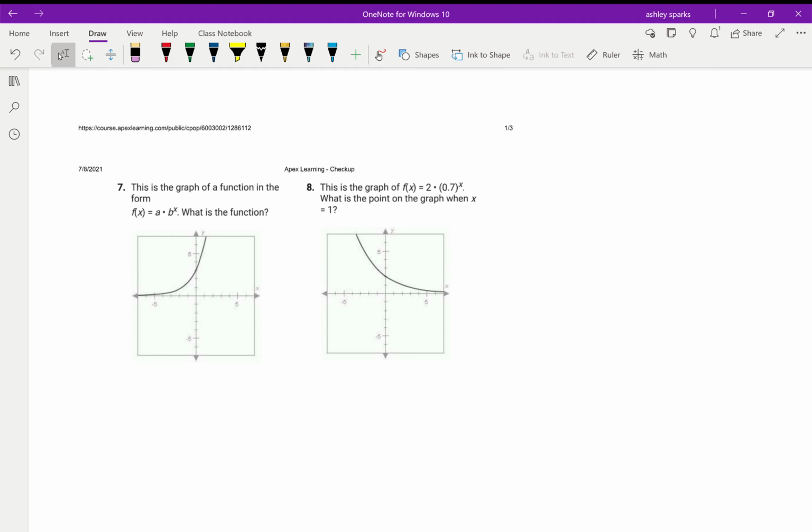So in this function, right, we're being asked, what is the function here if we had to write it? When you're writing your function, you can always start off with f of x equals. If you remember, I just said this is our y-intercept, right? So where is it at y? Well, this point looks like the point 0, comma 3, which means my A here is equal to 3.